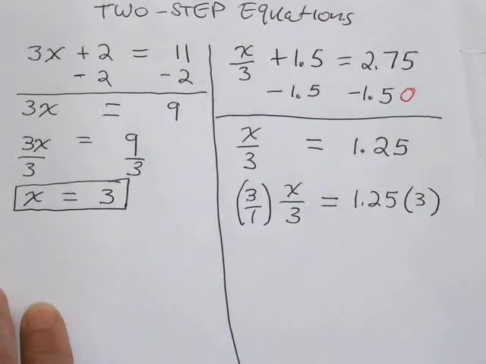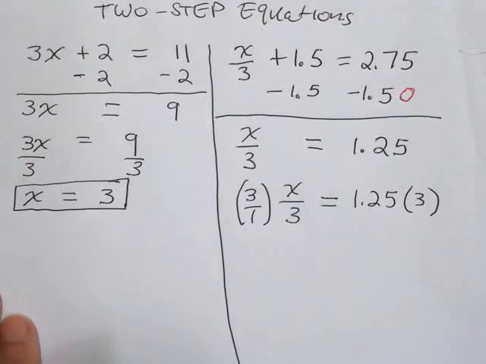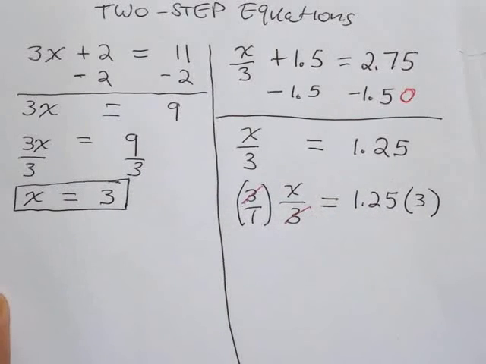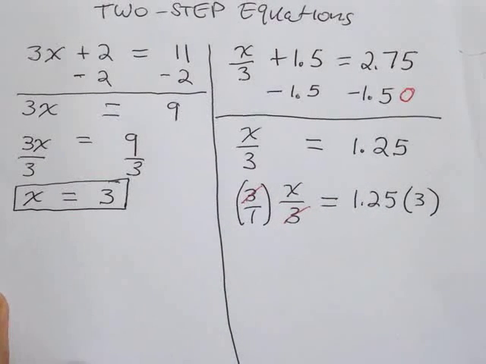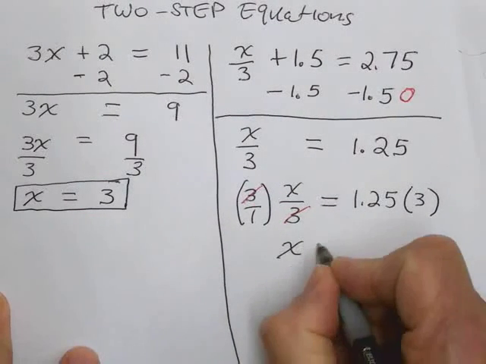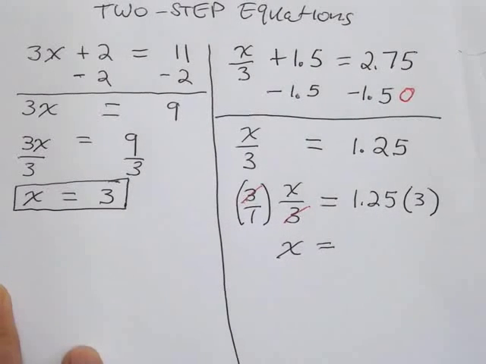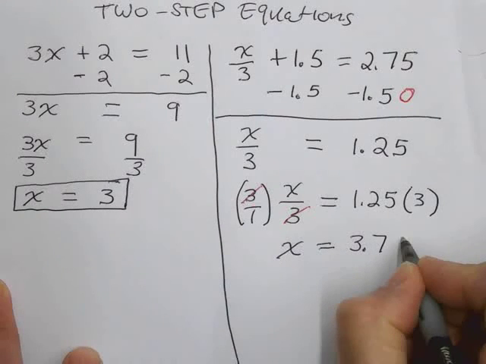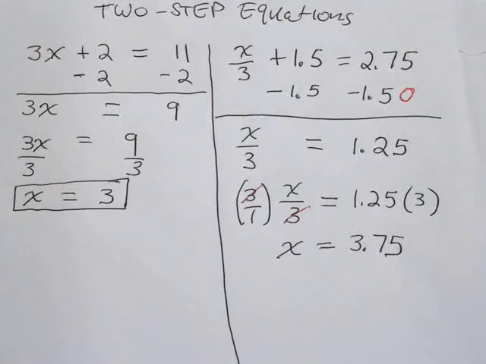All right. Once again, these will simplify. I'm just going to use my red pen here. This 3 and this 3 would leave me x over 1, which is, of course, the same as x. Now I'm going to multiply 1.25 by 3, which would give me x equals 3.75. All right, these are two examples of two-step equations.